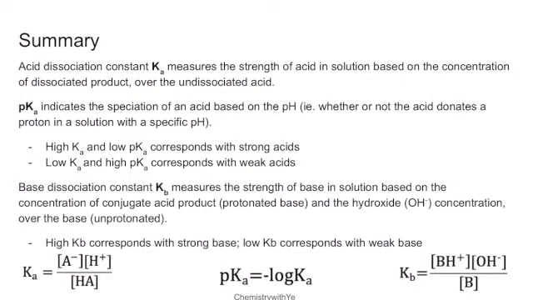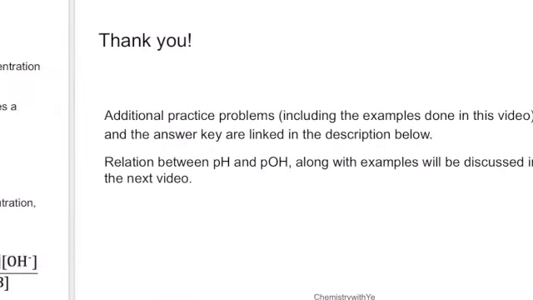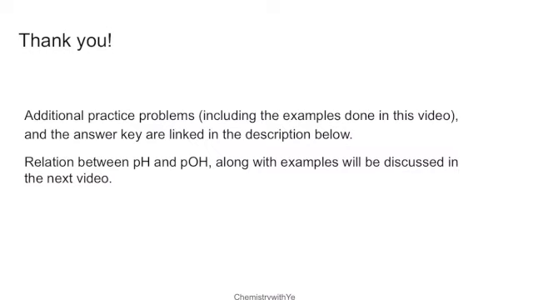Base dissociation constant Kb measures the strength of a base in solution based on the concentration of the conjugate acid product, or the protonated base, and the hydroxide ion concentration over the base. High Kb corresponds to a strong base and a low Kb corresponds to a weak base.